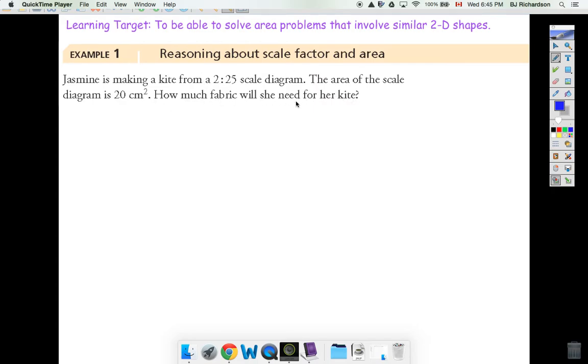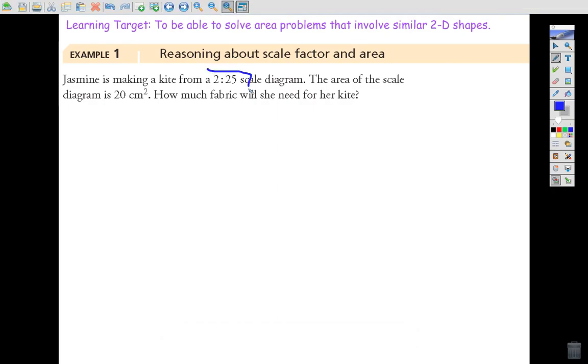So what we have to recognize first is that she's going off a scale diagram she's been given. So when she builds the actual kite, it's going to be larger than the scale diagram. So we know we want a scale factor bigger than 1. This ratio, or this rate, will give us our scale factor K, and if it's going to be an enlargement, it has to be bigger than 1. So it's going to be 25 over 2. Okay, so K is 25 over 2.